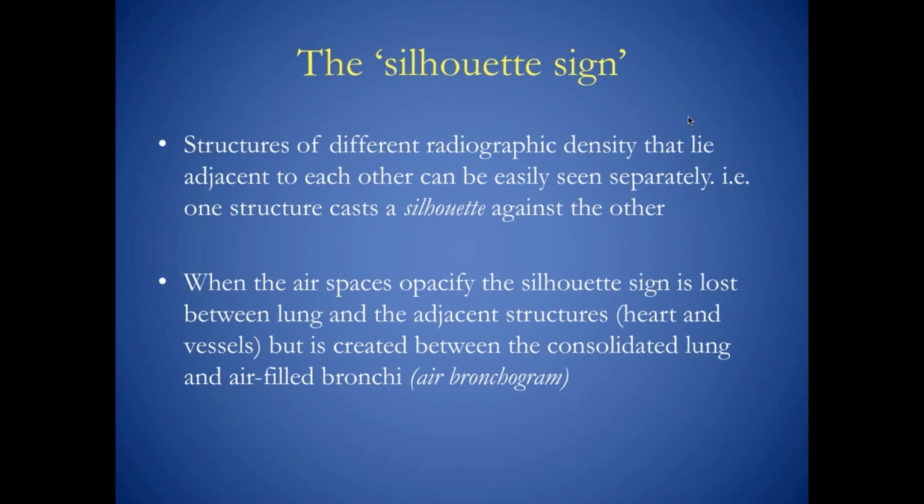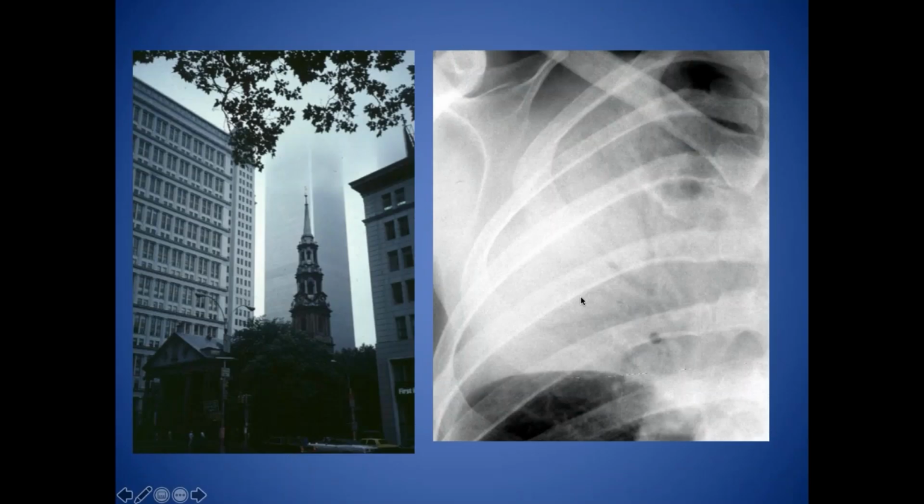Don't forget the basic tenets of radiology. Structures of a different radiographic density that lie adjacent to each other can be easily seen separately. In other words, one structure casts a silhouette against the other. When the air spaces opacify, the silhouette is lost between the lung and the adjacent structures, i.e. the heart and the vessels, but it is created between consolidated lung and air-filled bronchi, the so-called bronchogram. This is a nice example of an air bronchogram in a patient with right upper lobe pneumonia.